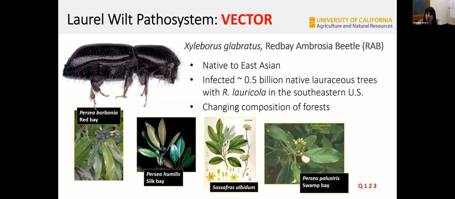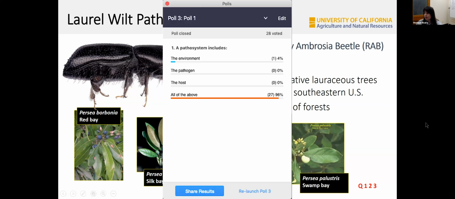And it was brought in from East Asia, and it's absolutely strikingly changing the native composition of forests in the southeastern US. It's wiped out 500 million Lauraceae trees. And that includes these species here, red bay, silk bay, sassafras, and swamp bay, which made up a large portion of the forest there. So I think with that, we'll have our first set of questions, if Peter wants to put them up. Yes, so he just put that first one up there.